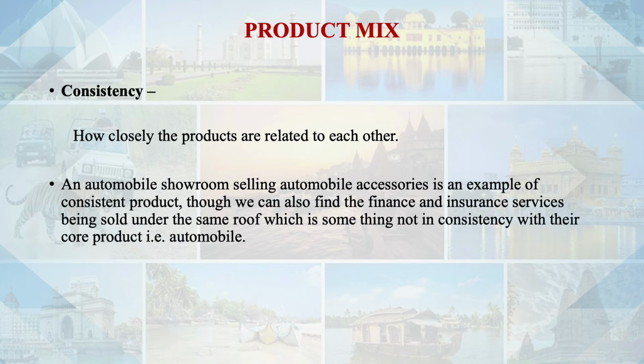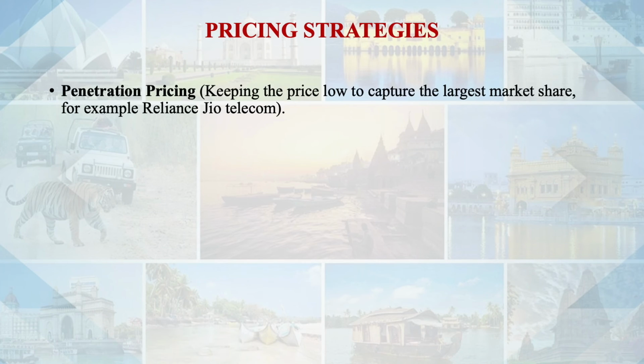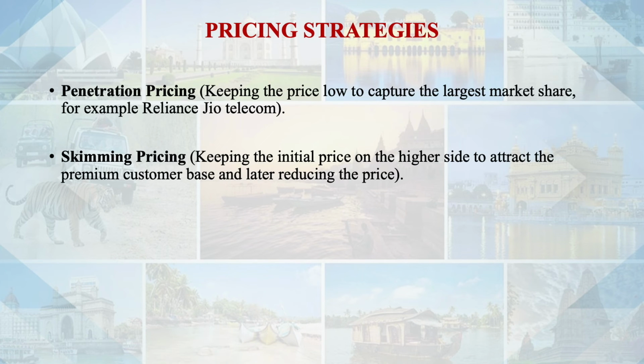So then after product mix, next is the price. So in case of price, there are various pricing strategies that an organization can employ to alter the buyer response. The very first is penetration pricing, and the classic example is Reliance Jio. In penetration pricing, the price of the product is kept too low. The price is kept at a very low level so that we capture a large market share. That is basically the penetration pricing. The next is skimming pricing. It is just opposite of the penetration pricing.